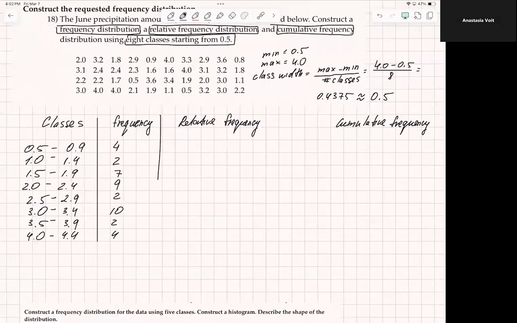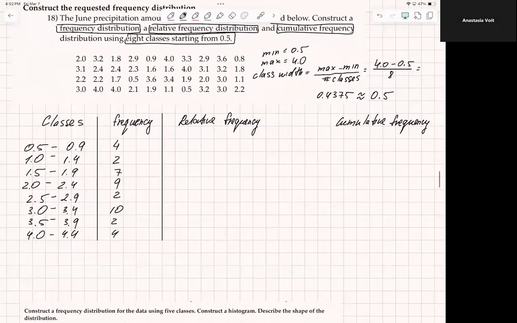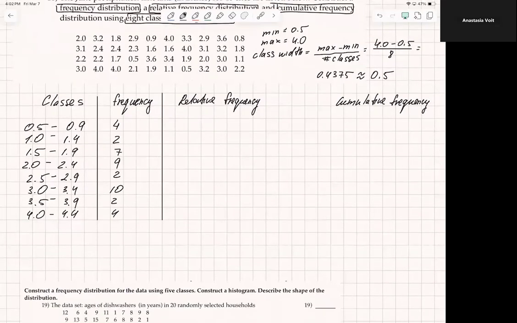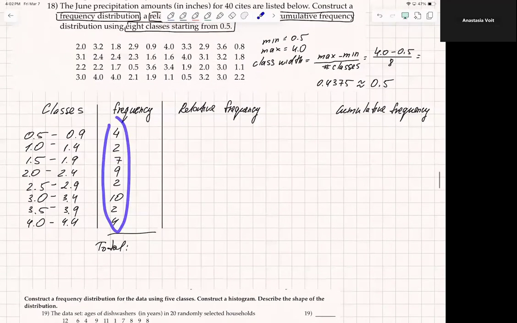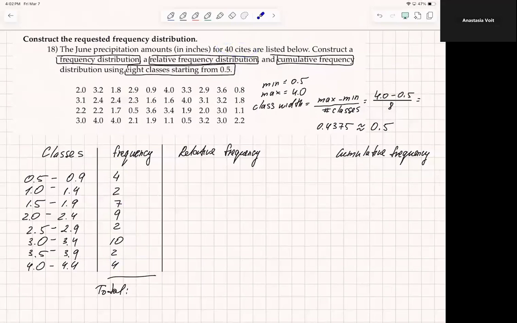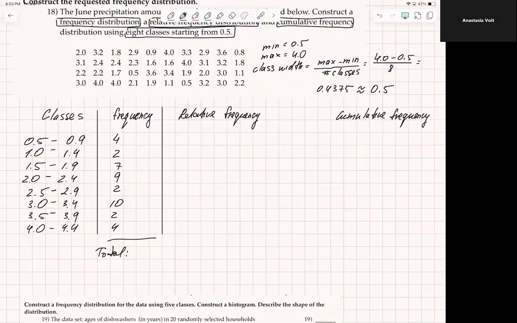Now for the relative frequency, what do we do? First thing that we need to do for the relative frequency, we need to calculate what is the total number of frequencies we have, right? So total we have here, we either add them together, or if we are given already that, for 40 cities, yeah, so we have 40 answers here, right? So the total should add up to 40.